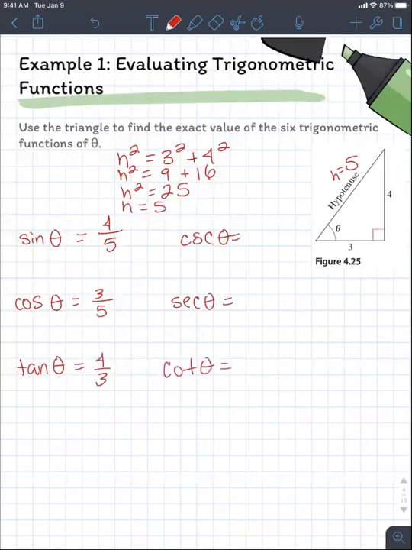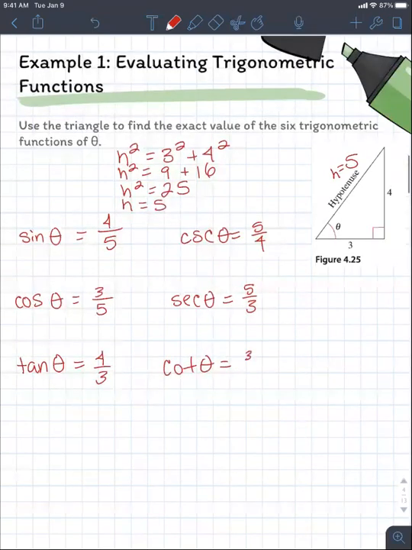So we had 4 over 5 for sine, so cosecant is going to be 5 over 4. We had 3 over 5 for cosine, so secant is going to be 5 over 3. And then we had 4 over 3 for tangent, so cotangent is going to be 3 over 4. Not too bad? Not too crazy, right? Okay.